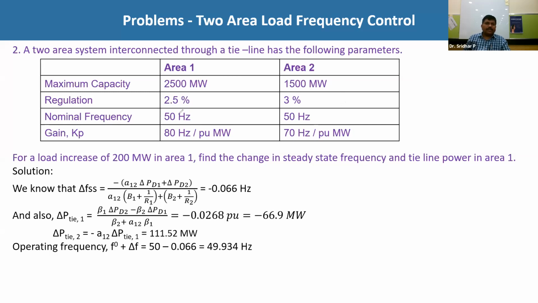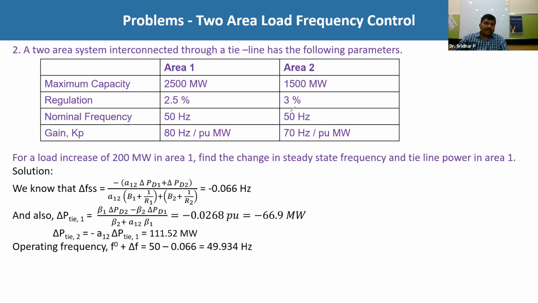All these things happen, but in this one it is not like that. So area 1 parameters are different, area 2 parameters are different. The maximum capacity of area 1 is 2500 megawatt, and area 2 is 1500 megawatt. Regulation is 2.5 percentage, and here the regulation is 3 percentage.